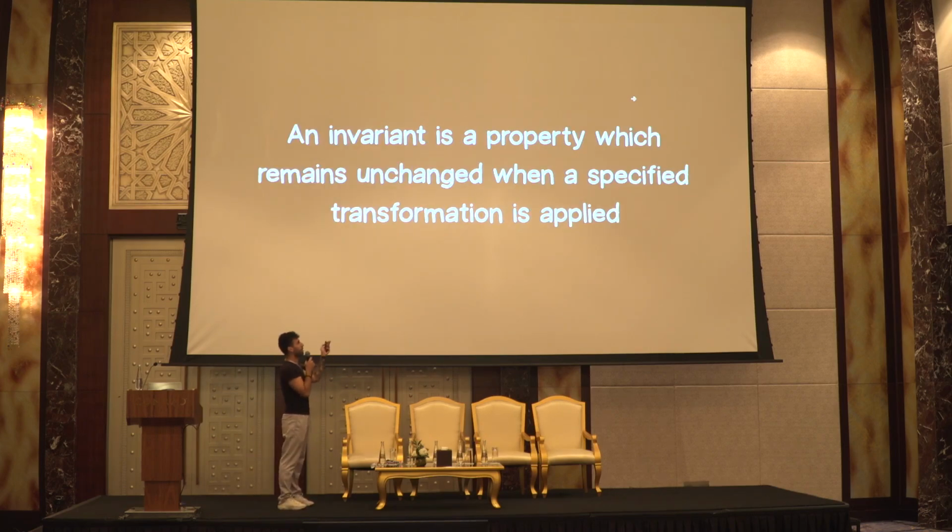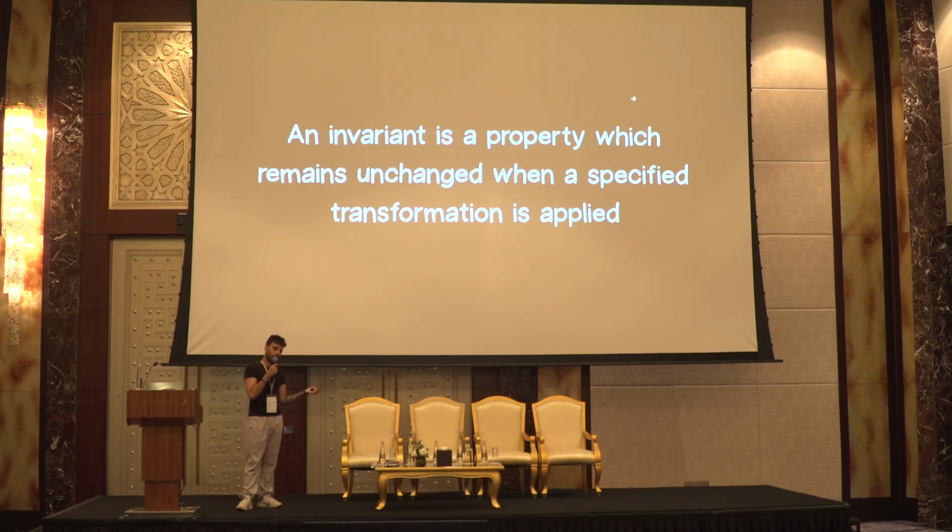Well, if we just take the definition, an invariant is a property which remains unchanged when a specified transformation is applied. So this might be a bit obscure, but basically you have a statement, and this statement must stay true, even if many things are going to happen. So what is going to happen from a technical point of view is that you will write your invariant. For example, this is true and it should always be true.